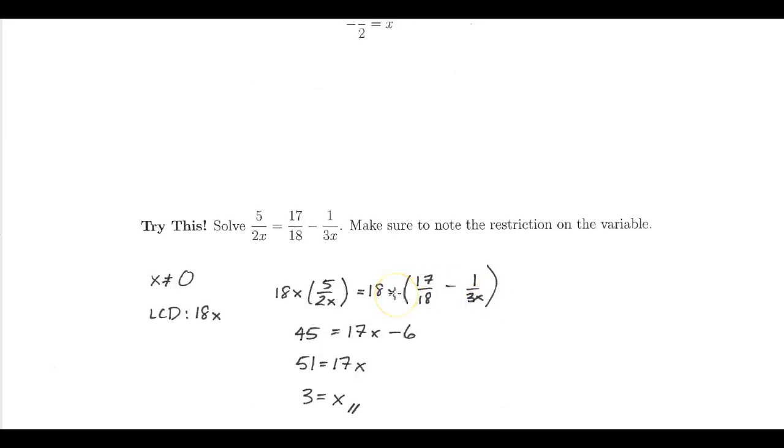3x goes into 18x 6 times, so we'll get minus 6 when we take 18x times negative 1 over 3x. So now we have 45 equals 17x minus 6. We can add 6 to both sides. We get 51 equals 17x. And then we can divide both sides by 17. And 51 divided by 17 is 3. So 3 is the solution. 3 is not 0, so we're okay with the restriction. So we do get a solution to the equation that we can check back in to the original.